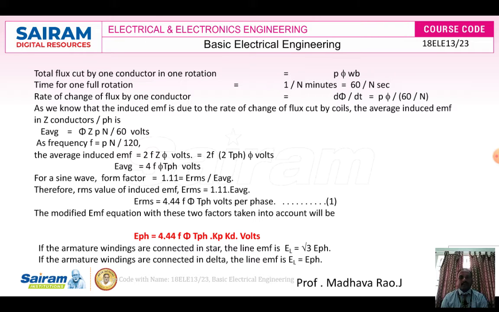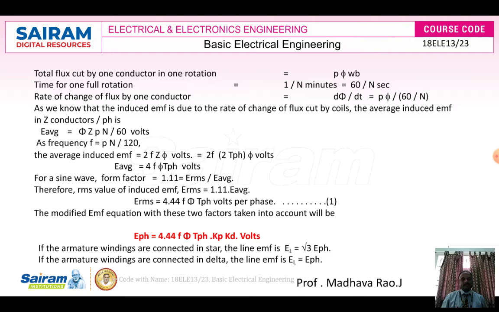Coming to the derivation, first the total flux cut by one conductor in one revolution. Since the generator has P number of poles, the total flux cut by one conductor in one revolution is P phi Webers. Time for one complete revolution is 60 by N seconds. The rate of change of flux by one conductor, according to Faraday's laws, we can write as dφ/dt.